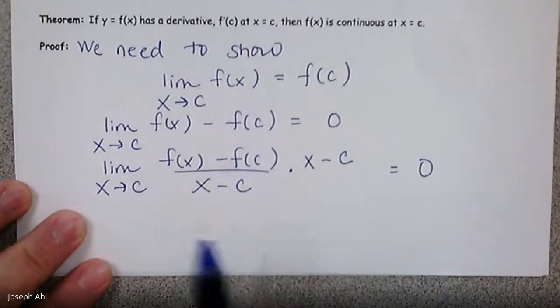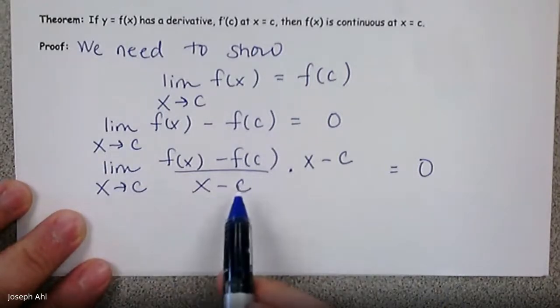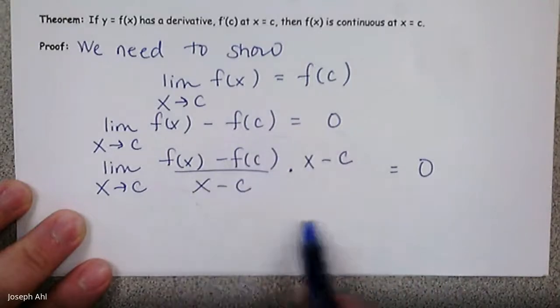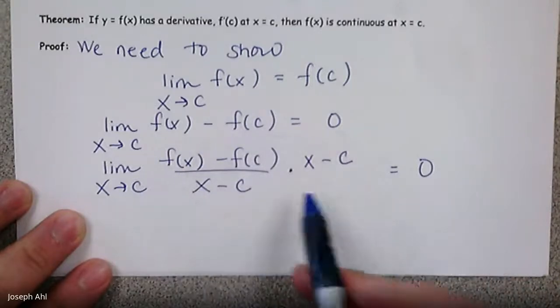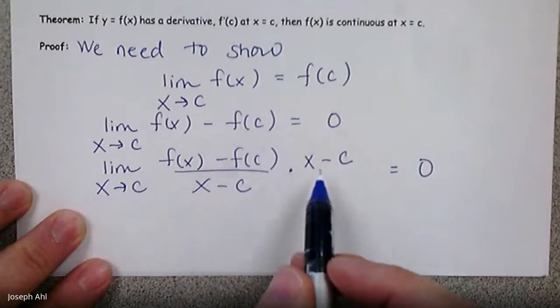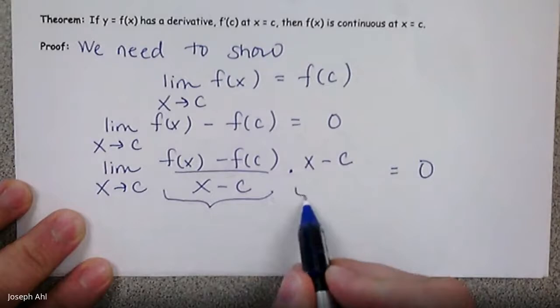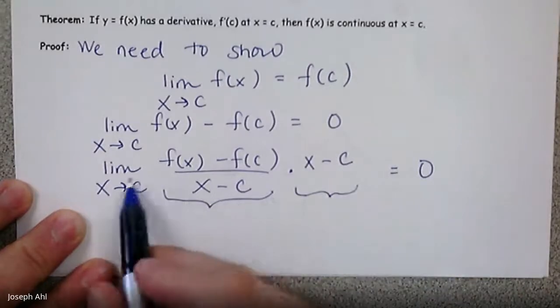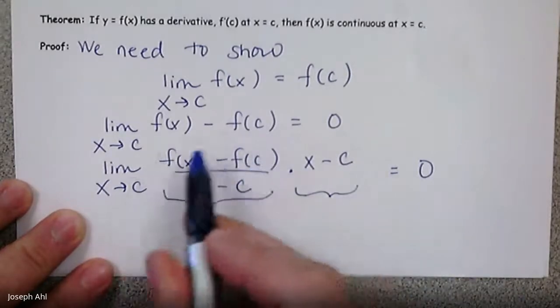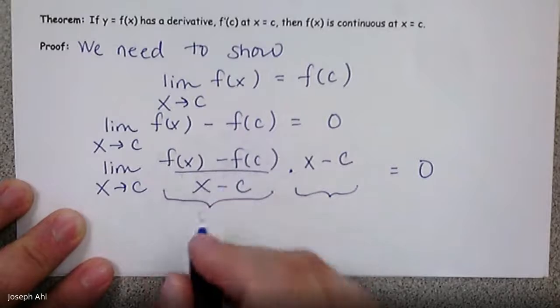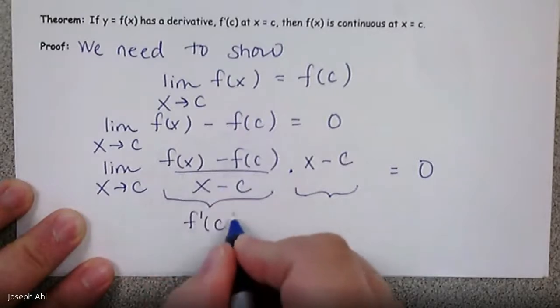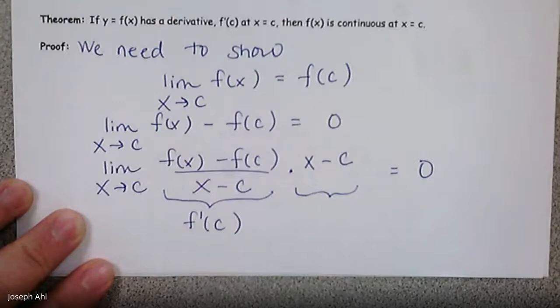So here's what we know. If I were to take the limit as x approaches c for what I have on this side of the equation, remember, the limit of a product of the functions is equal to the product of the limits. So therefore, I can separate it into these two cases and say, what's the limit as x approaches c for this? Well, isn't that the definition of f prime of c? That would be the derivative at c.